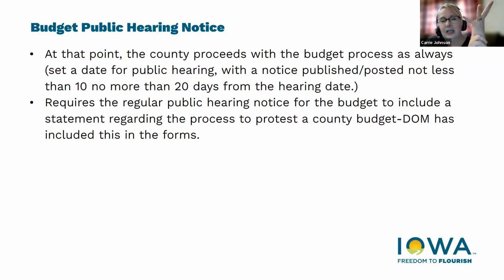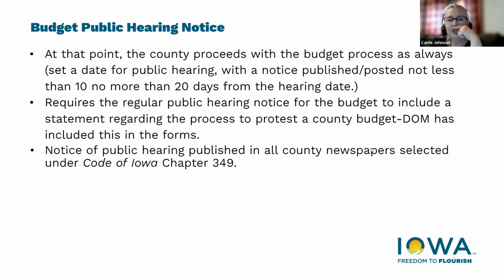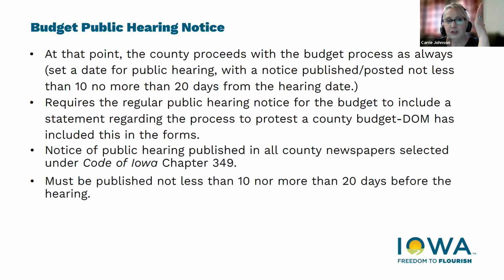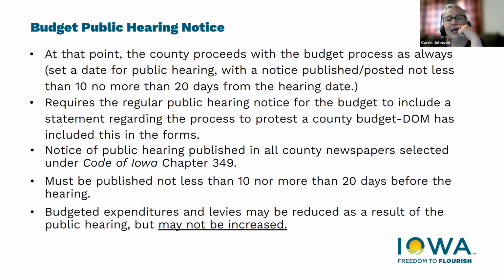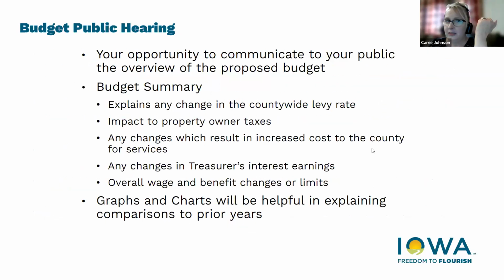Again, your public hearing notice does include information about how to protest a county budget. That's not new. That was the result of some legislation a couple of years ago, and that's already in there. You do need to publish, of course, in all the newspapers selected as your official newspapers, not less than 10, no more than 20. And after your hearing, you can always reduce your asking or your expenditures, but you can't increase.